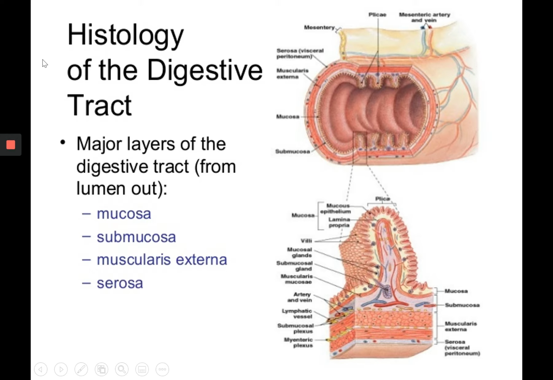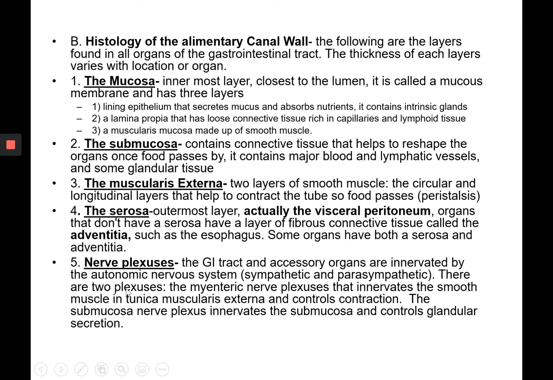You also need to know the histology of the digestive tract. First and foremost, there are 4 layers or 4 tunics to the digestive tract. The innermost layer closest to the lumen is the mucosa, followed by the submucosa, muscularis externa, and then the serosa. So these layers are written from inside to out, or as close to the lumen to further from the lumen. The mucosa consists of an epithelial sheet with underlying connective tissue.